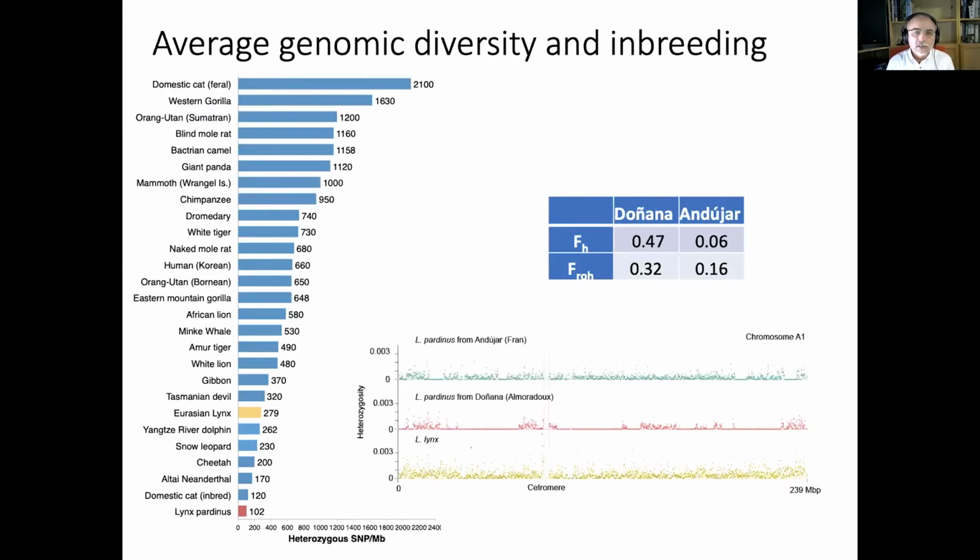And one of the main things that we learned in that project is that that has clearly impacted the genome of the species, with the Iberian lynx being the species with the lowest genome-wide diversity reported so far by then, and probably still is, or at least it is among the lowest. And we also found large inbreeding, especially in the Doñana population, as revealed by these long runs of homozygosity.